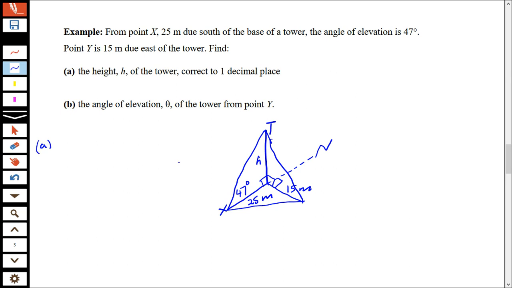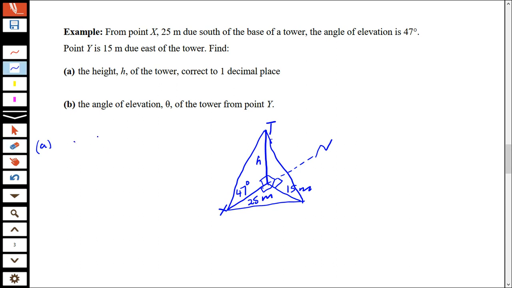Now this will be 90 degrees here and here as well, won't it? Because south and east are at 90 degrees to each other. Now, if I wanted to work out what h is, how can I do that? Well, I know that cosine of 47 degrees, not cosine, sorry, tan.